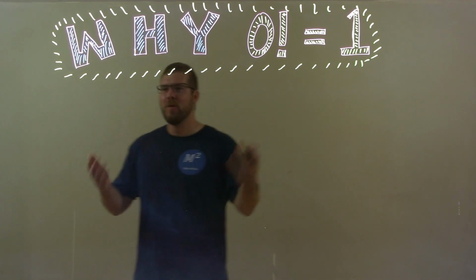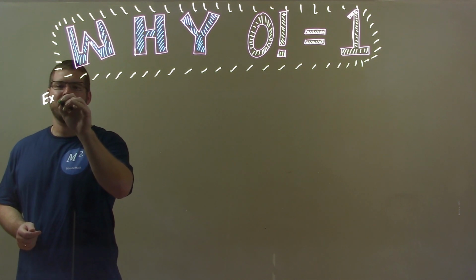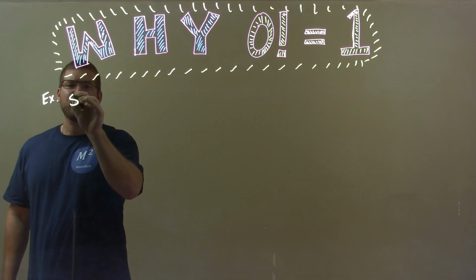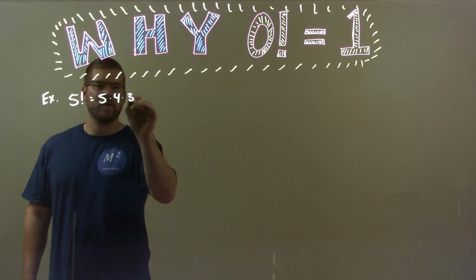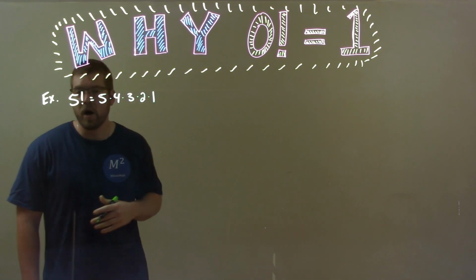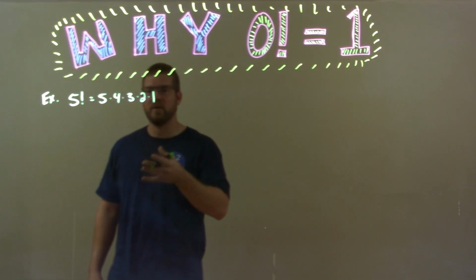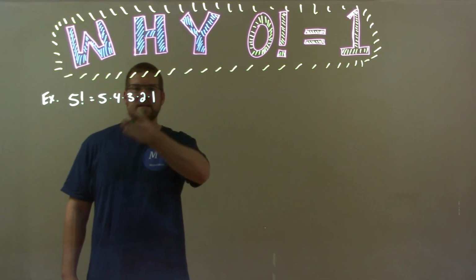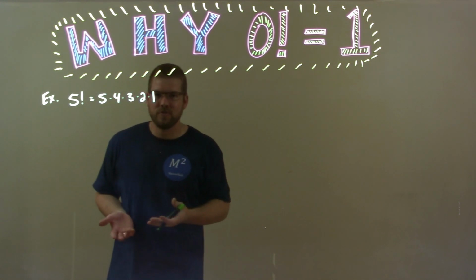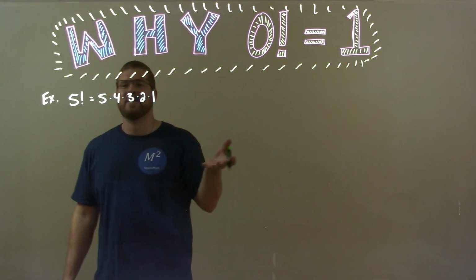Because if we know what factorial is, an example is 5 factorial, which is 5 times 4 times 3 times 2 times 1. We take whatever number we start with and multiply it by every number all the way down to 1. That's always how I understood it, and I never really got why 0 factorial would be 1.